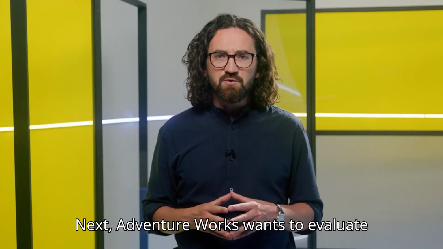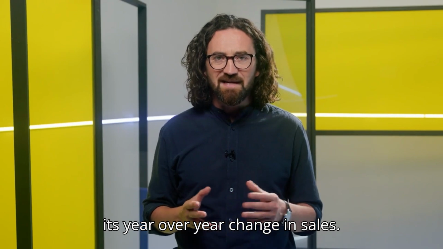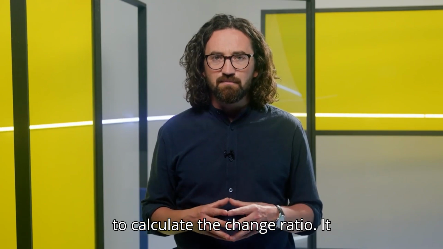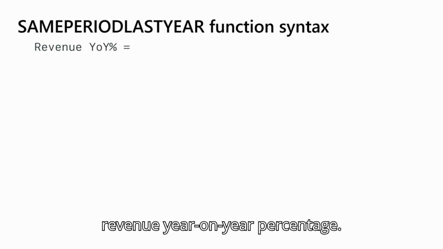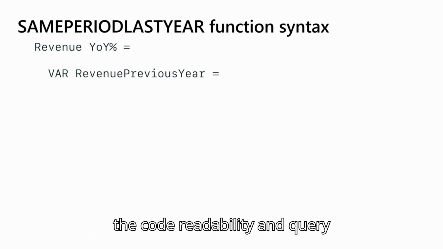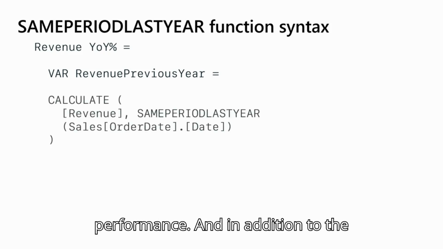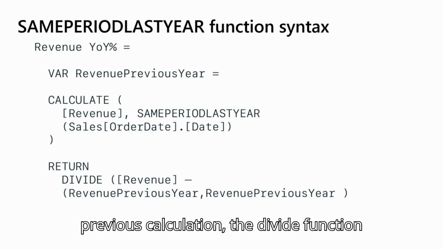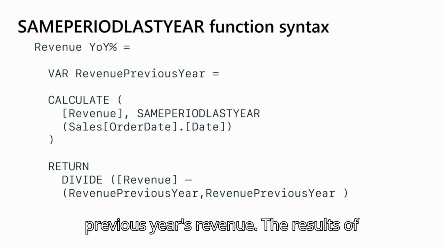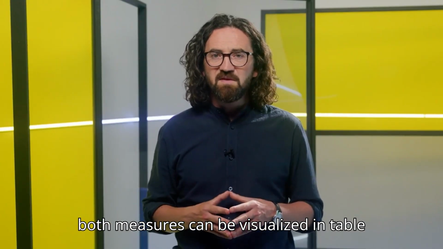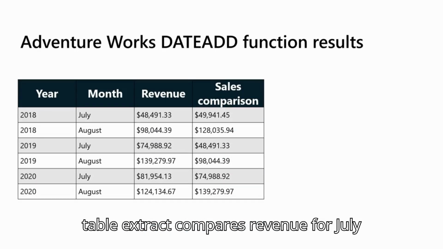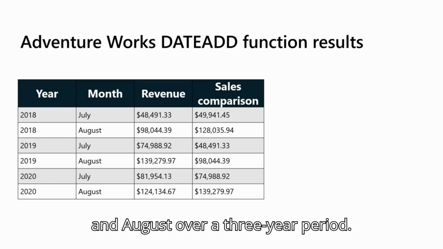Next, AdventureWorks wants to evaluate its year-over-year change in sales. It can modify the measure it just created to calculate the change ratio. It first creates a new measure called Revenue Year-on-Year Percentage. Variables used in the expression enhance the code readability and query performance. And in addition to the previous calculation, the DIVIDE function computes the change ratio of sales amount by dividing the difference by the previous year's revenue. The results of both measures can be visualized in table format. The following table extract compares revenue for July and August over a 3-year period.